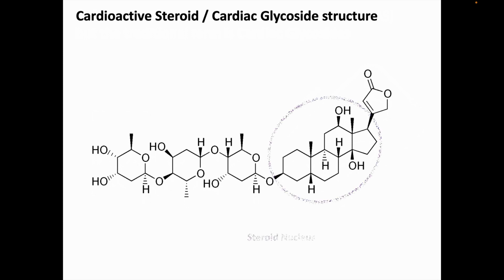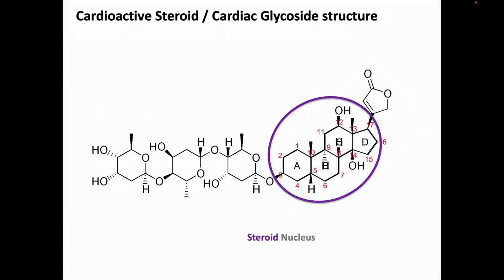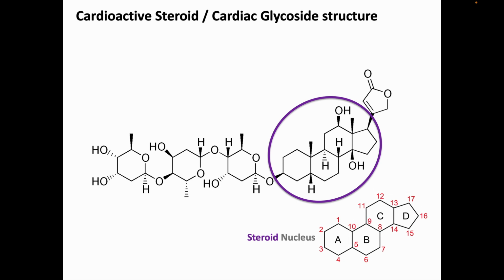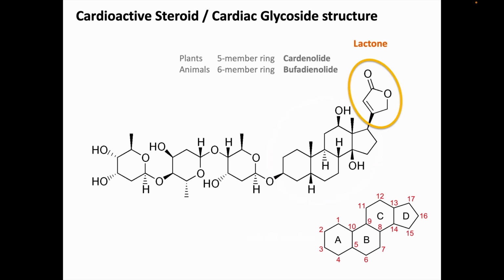And with respect to being a cardioactive steroid, we see that the aglycone portion of the molecule includes a steroid nucleus. This same structure is the basis for all steroid hormones and drugs, and the remaining portion is a lactone ring. Those cardioactive steroids coming from plants as their natural source have a 5-member lactone ring and are called cardenolides. Animal-derived cardiac glycosides have 6-member lactone rings and are called bufadienolides.